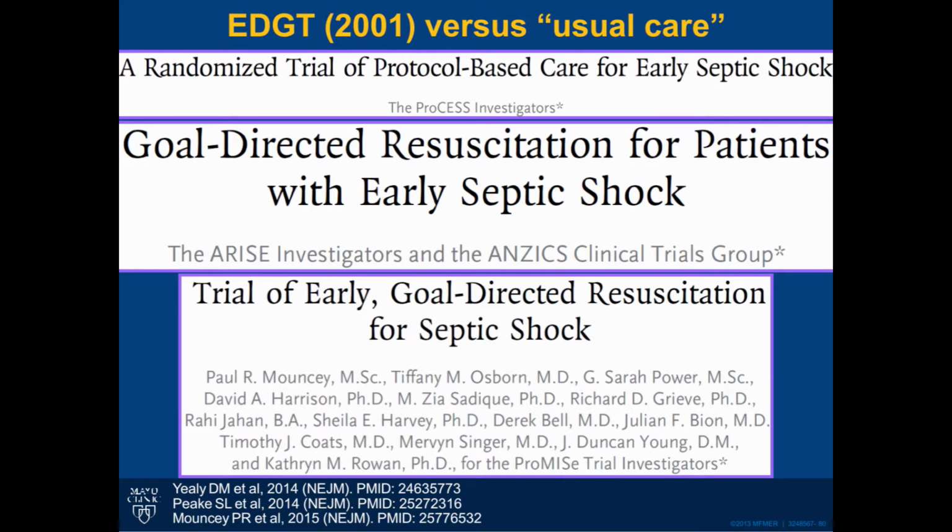And in 2014, there was the publication of 3 large trials, the PROCESS, ARISE, and PROMISE trials. These were independent, but they did coordinate with monthly phone calls to discuss as they went along issues that they were running into, and there were some nuanced differences. For example, the ScvO2 measurement was specifically forbidden in the ARISE trial in Australia to help assess whether or not that was useful.